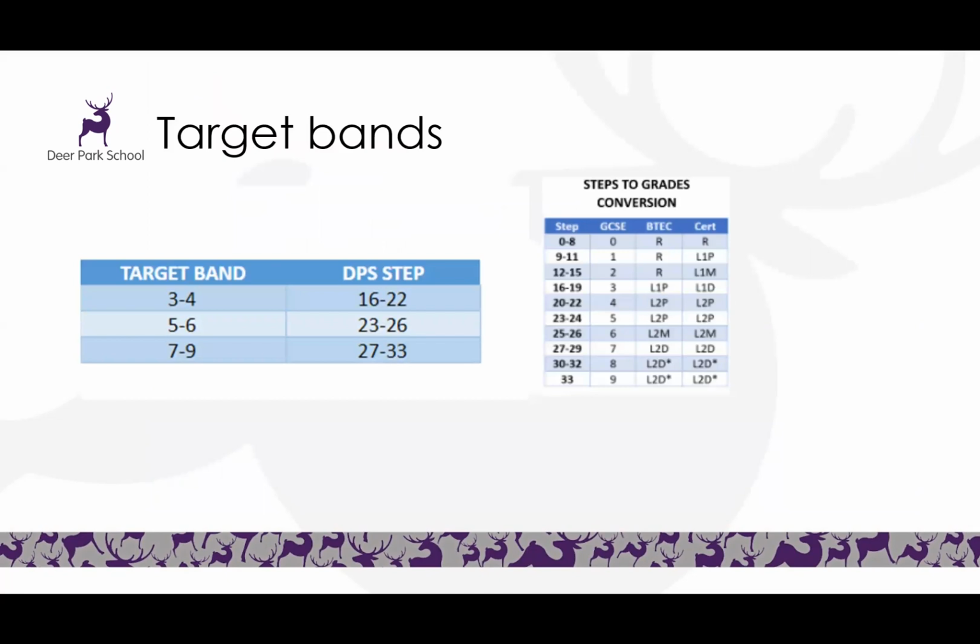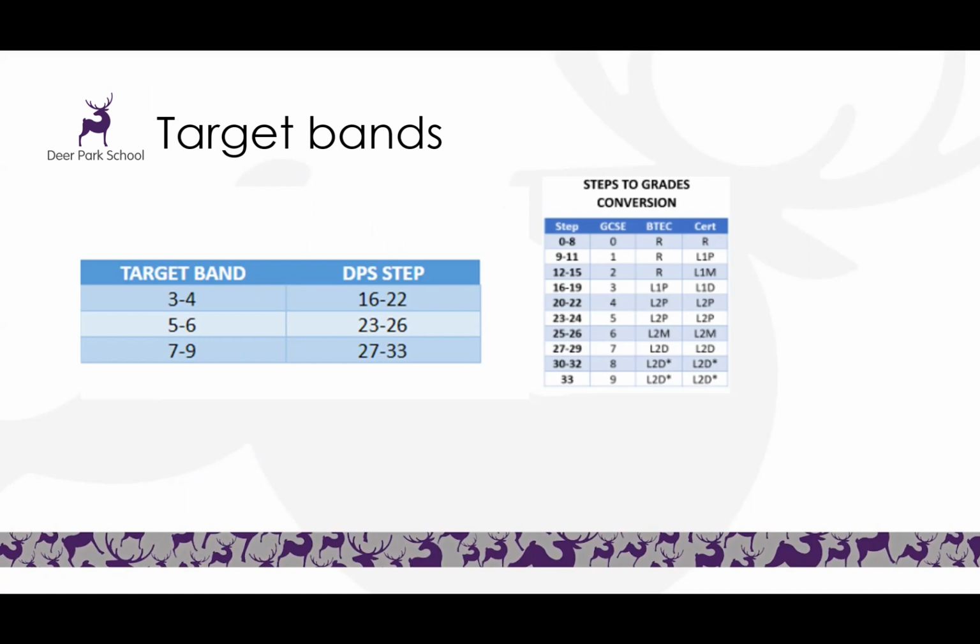Lastly, you can see the target bands in both GCSE grades and Deer Park school steps. These will start as broad targets across all subjects in Year 7, 8 and 9, and they will become more specific as students move through their GCSE years. This indicates the capacity for learning shown so far. The target band is constantly under review.